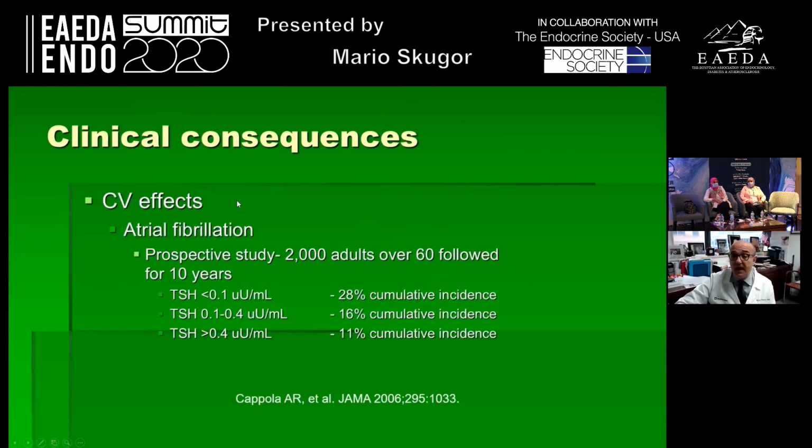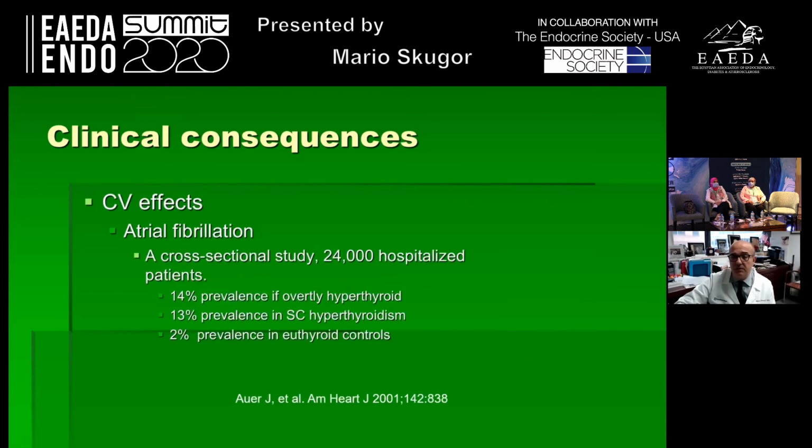Cardiovascular effects, atrial fibrillation. I already showed you some data on this. A prospective study of 2,000 adults over 60 followed for 10 years. If the TSH was less than 0.1, there was a 28% cumulative incidence of atrial fibrillation over 10 years. TSH of 0.1 to 0.4, 16%, higher than 0.4, 11%. So clearly, decreasing the TSH increases the risk of atrial fibrillation.